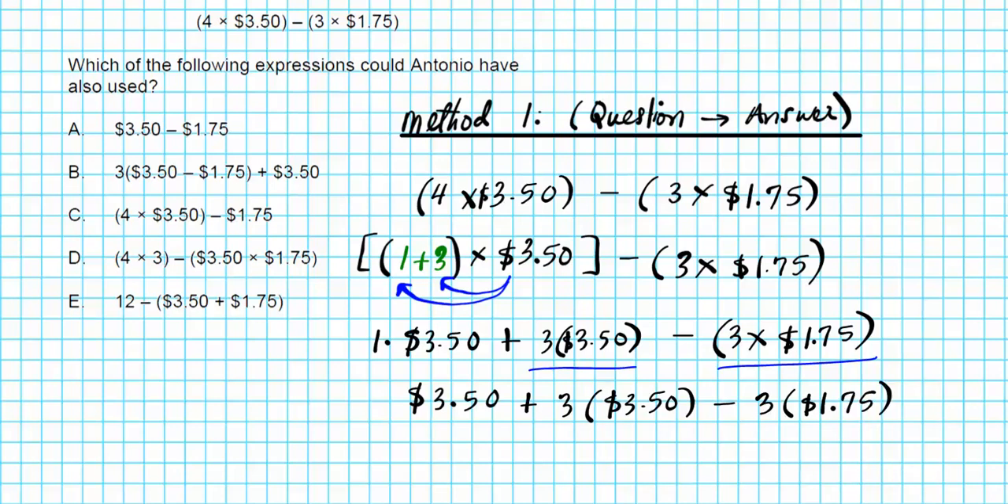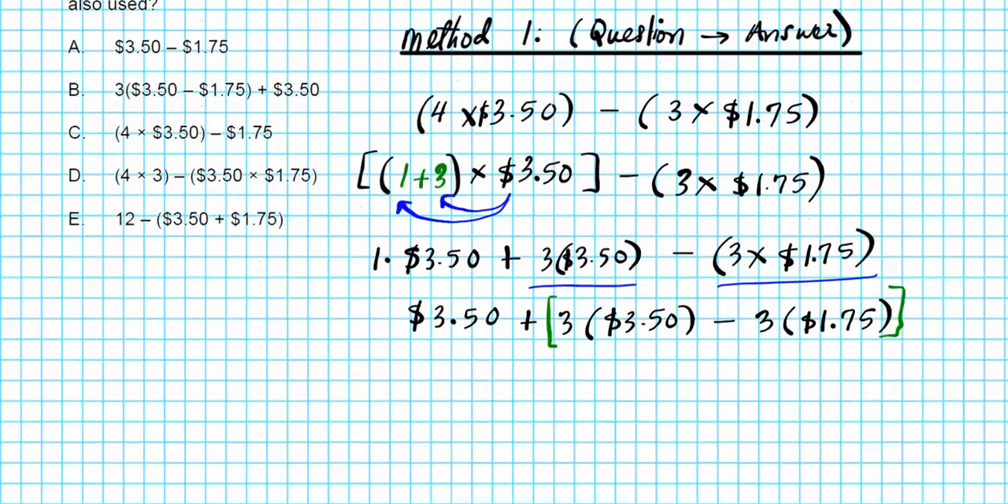Now what we're going to do is we're going to group these last two numeric values together because they have a 3 in front of them. That can be viewed as a common factor. Okay, so let's write these two first. So we have, we'll just bring down the 350, $3.50. So I'm going to proceed to factor out this 3 since that's a common factor. Okay, plus 3 times, I'll be left with $3.50 minus $1.75.